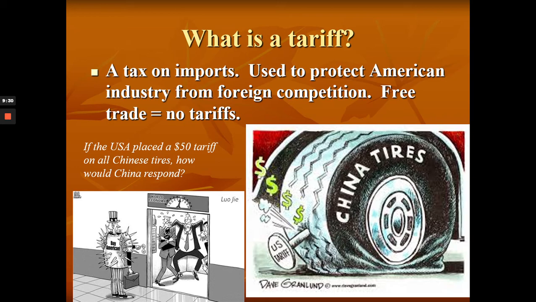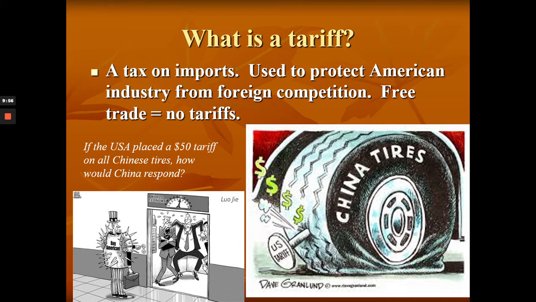All right, let's talk about tariffs. I'm going to use modern day examples. A tariff is a tax by the United States government on imports. An import is something that we buy from another country. So, for example, a Toyota is an import from Japan. A Sony PlayStation is an import from Japan.